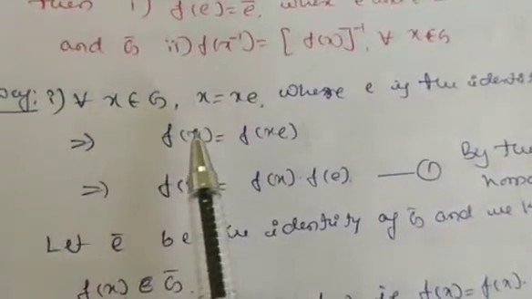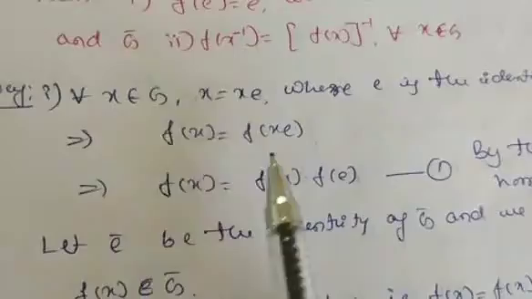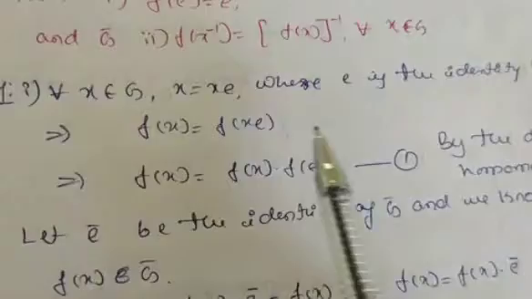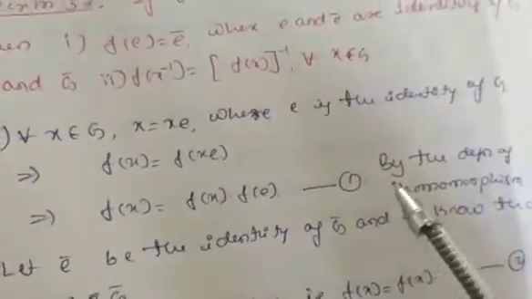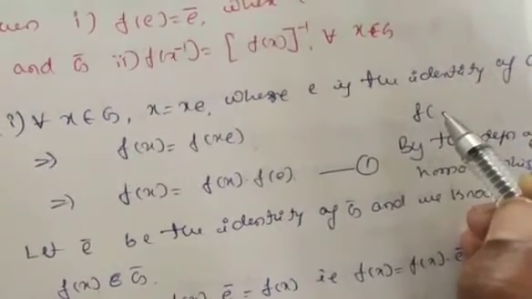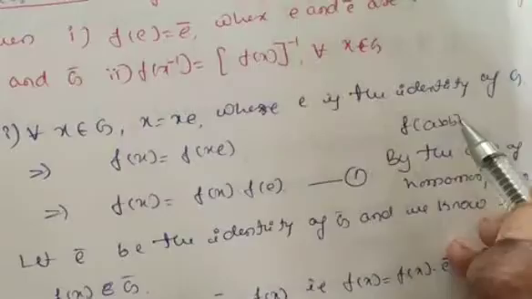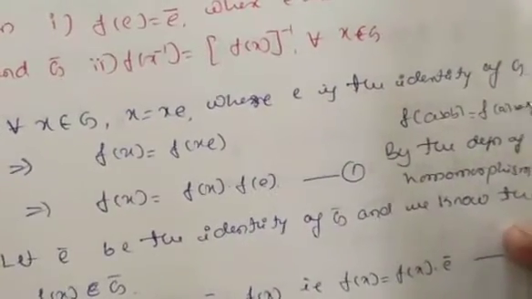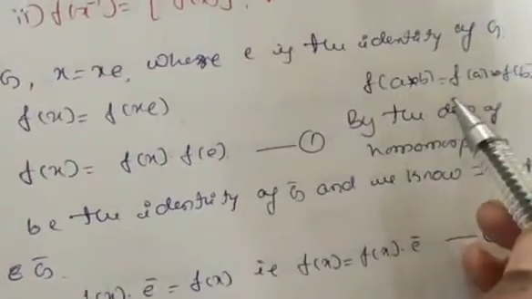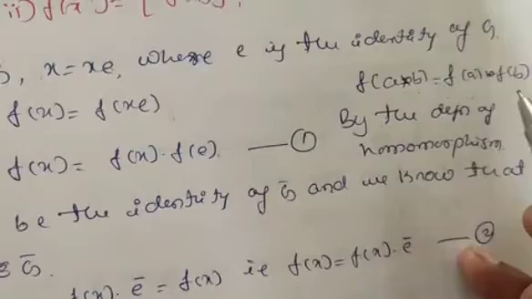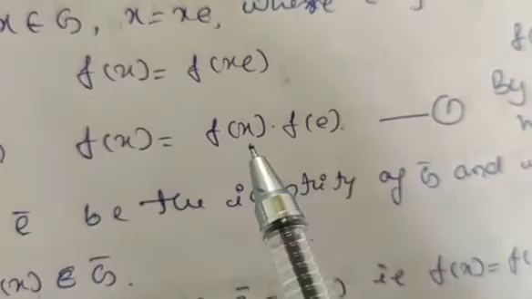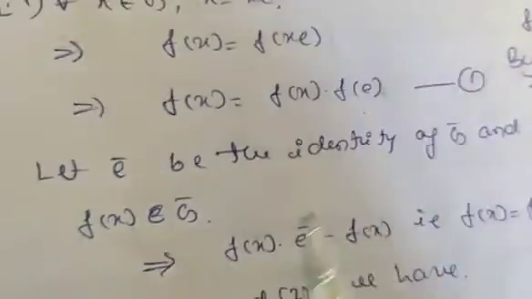Then this implies f of x is equals to f of xe. From the definition of homomorphism, just we have seen here, this is the definition of homomorphism. This is f of A star B is equals to f of A star f of B. So we can remove star also. It is simply f of AB is equals to f of A into f of B, and vice versa, f of A into f of B is equals to f of AB. So here f of x into E is equals to f of x into f of E. Take this one as equation number 1.